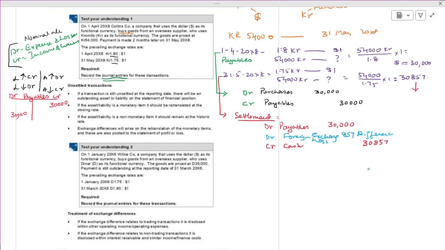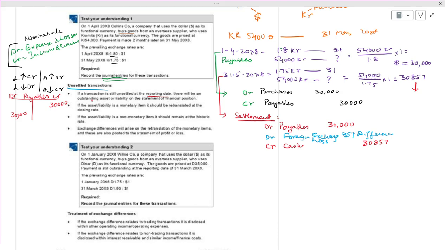Unsettled transaction. This was the settled transaction. What is the concept if you are not settling? The most important thing is general entries. General entries is the lifeline. Take my word, if you are good in general entries, you are good everywhere. Now, if the transaction is not settled on the reporting date, 31st December, there will be an outstanding asset and liability.